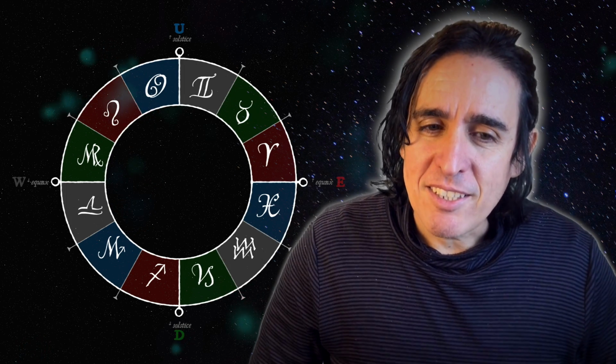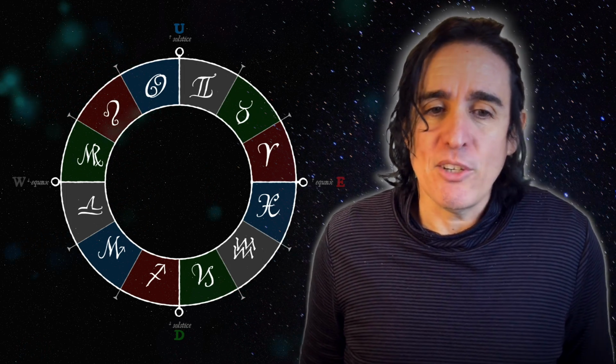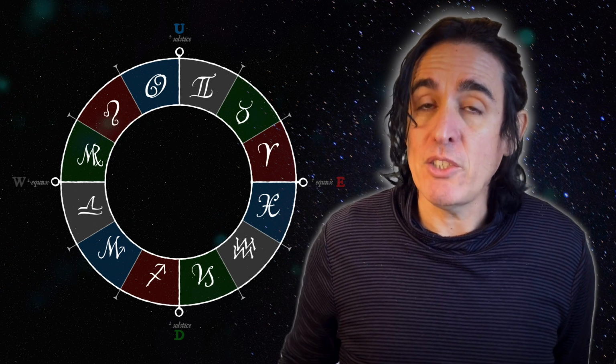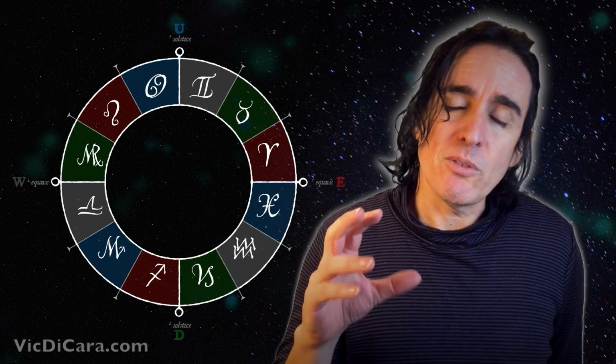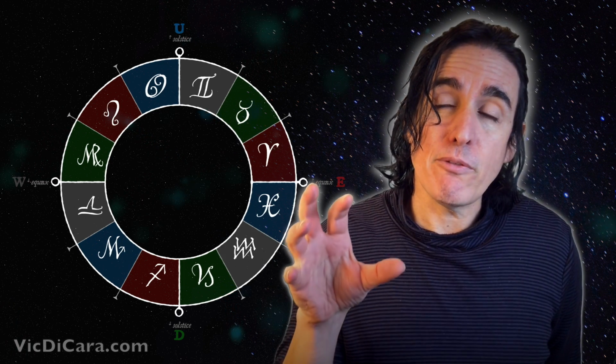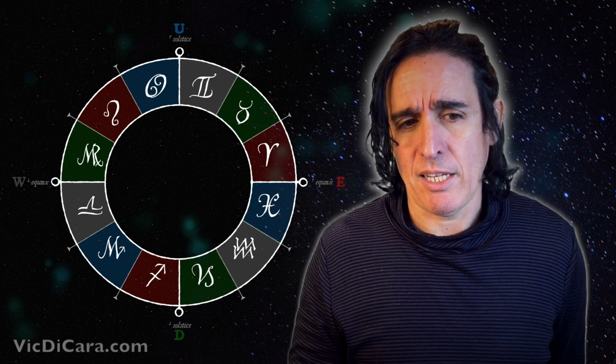Now, the reason these are called quadruplicities is because there are 4 signs to each of these modes. They're groups of 4, so they're called quadruplicities. So since there's 4 of each, this means they're going to form squares, 4 corners to a square. So there's 3 modes, 4 in each. That means we're going to have 3 squares in the zodiac.